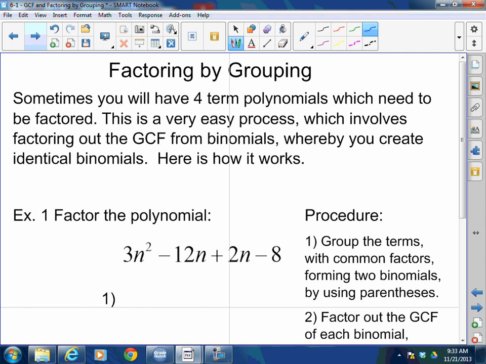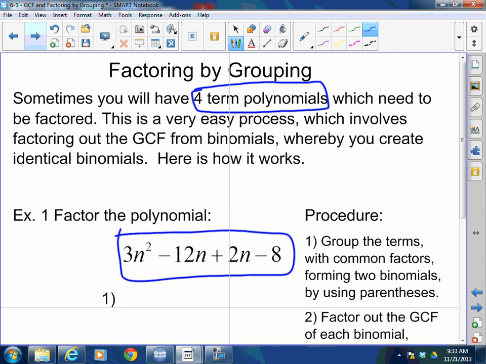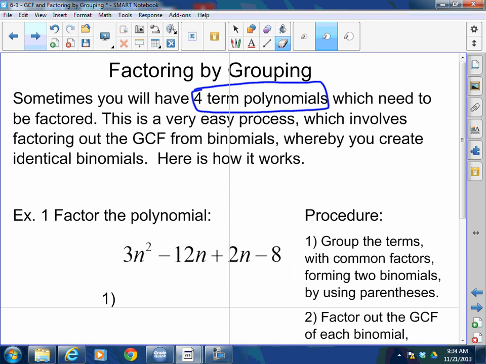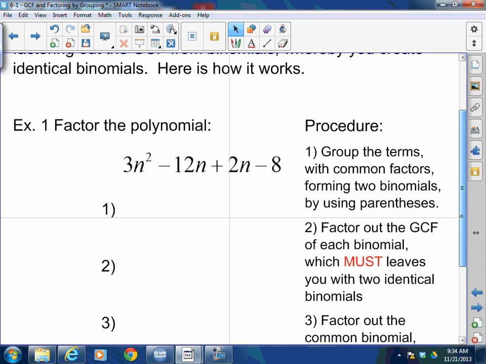Sometimes you will have 4-term polynomials. When you have 4 terms, this is an indicator that you have to factor by grouping. This is a very easy process which involves factoring out the GCF from binomials, whereby you create identical binomials. Basically, you're going to create 2 binomials from this 4-term polynomial. And it's actually quite simple. Let me show you step by step.